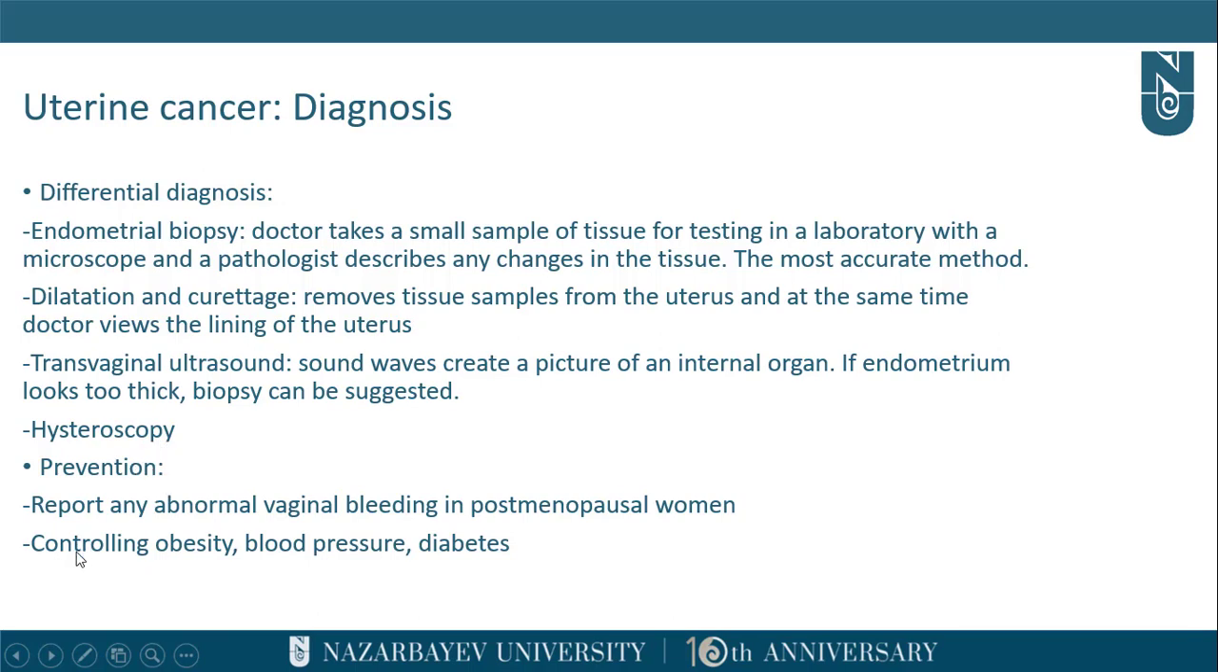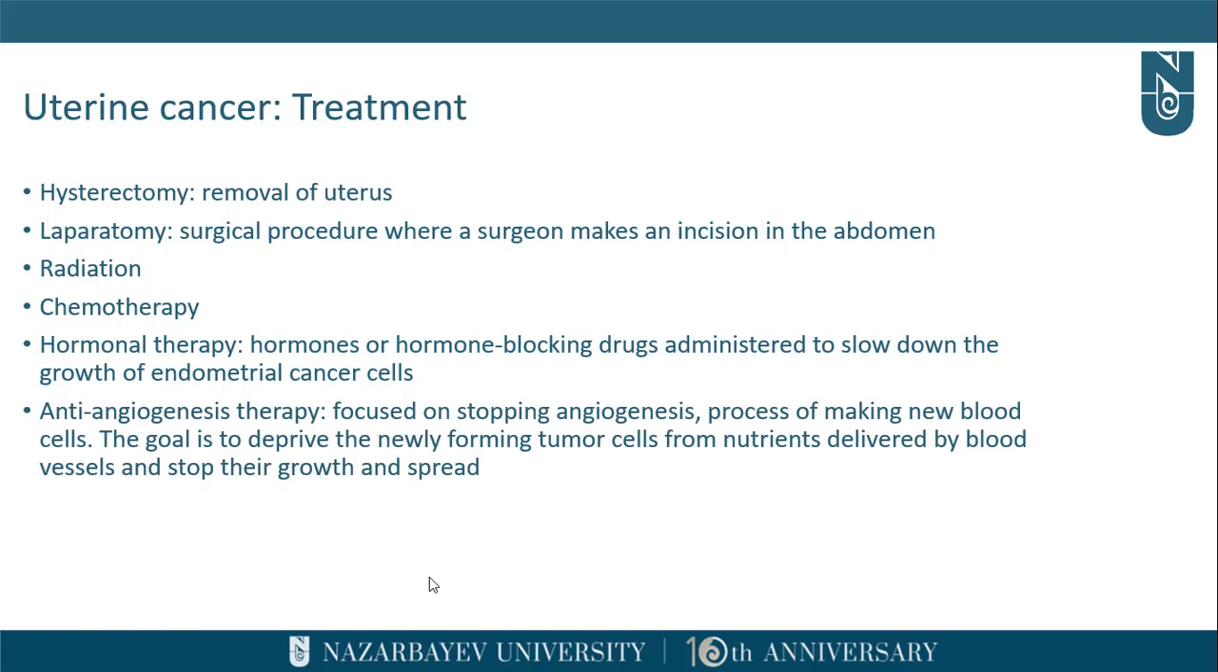So how can we prevent it? By watching our health conditions, so that any vaginal bleeding in women after 55 years is really important. So any case should be reported and taken care of. And also high blood pressure and diabetes, which are common risk factors for this type of cancer.